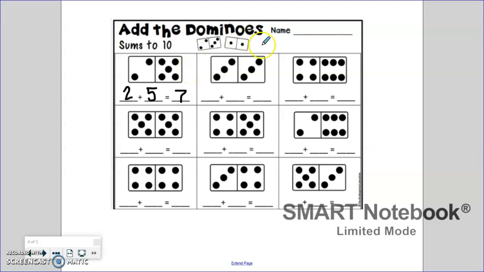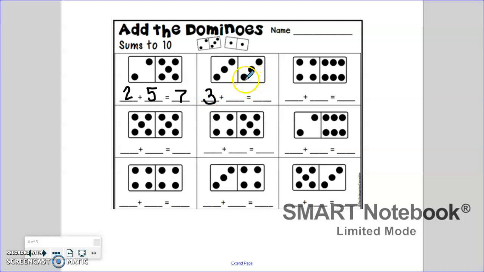Let's think about how we would fill in the numbers on this next domino. I'm going to look at the first side of the domino. I'm going to count those dots. Can you count them? Did you get 3? 1, 2, 3. That's right, there are 3 dots on the first side. So I'm going to write that in the first empty blank in our number sentence.